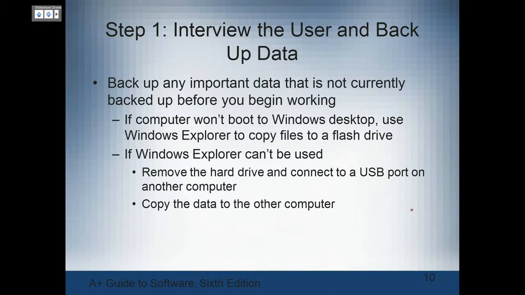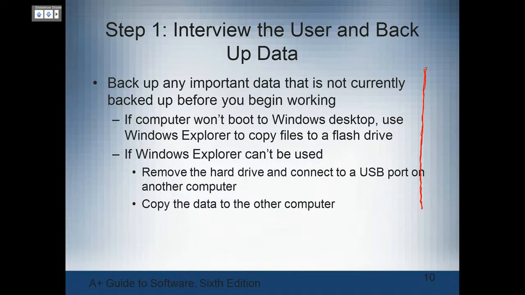Back up important data. So the computer won't boot to the Windows desktop. Use Windows Explorer to copy the files to a flash drive. There are a number of ways to get the data off. One of them is to simply boot to the install media. When you boot to the install media, one of your options is going to be recovery, I think, and you can get to a command prompt. You then should be able to copy the information. You could use one of the Linux boot disks to copy files. Lots of ways to get it off, so don't blow a partition away that's got data on it before you've actually tried to get it off.